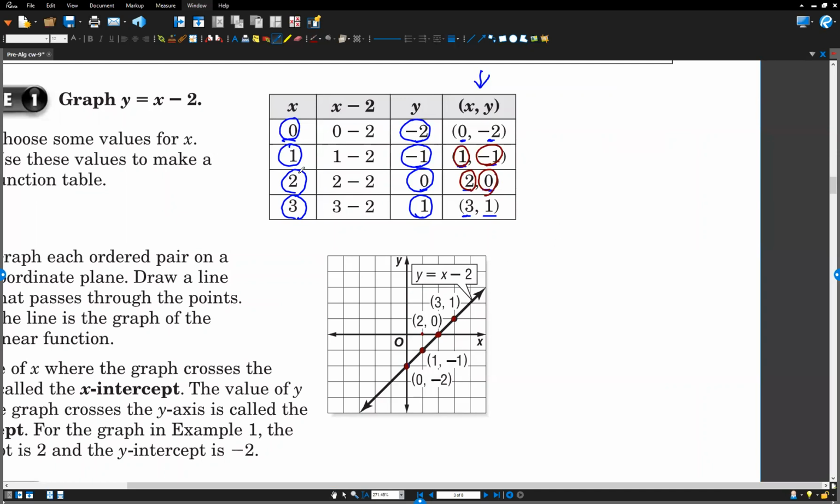Follow the pattern now. After this, 3 or 4 points is enough. All the other points can be found by the pattern. What is the pattern? From here to here, 1 right, 1 up. 1 right, 1 up, the next point. Going down, 1 down, 1 left, 1 down, 1 left, 1 down, 1 left, okay? Using this, you can find the additional points. So make a line through all the points. That's the graph of y equals x minus 2.